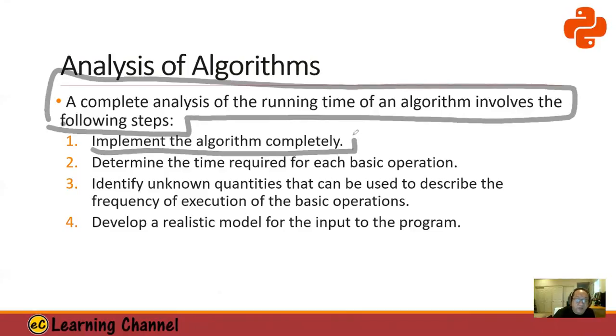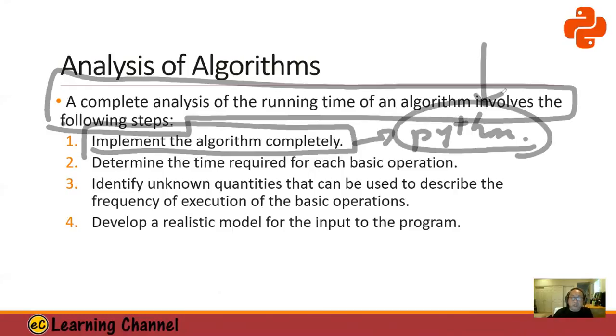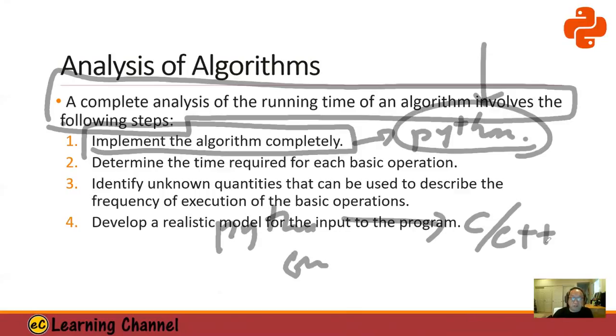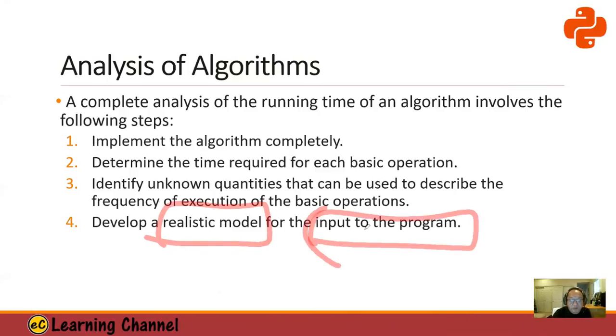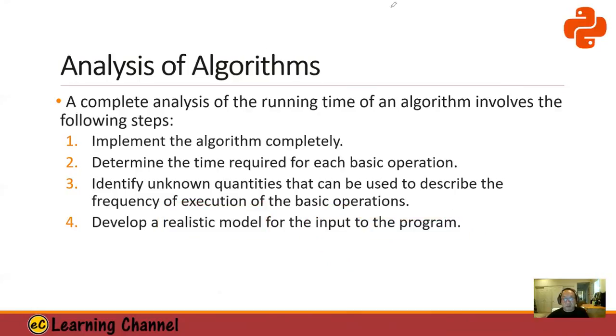Basically, we can implement the algorithm completely as the first step. Usually you can use Python to implement it. That's why a language that can give you quick implementation is important, because you need to compare the Python quicksort, and then maybe the C or C++ one, which is the real target implementation you have. Implementing the algorithm completely actually means trying to characterize your algorithm and then determining the time required for each basic operation, such as plus sign or multiplication. Then identify known quantities that can be used to describe the frequency of execution of the basic operations. And then develop a realistic model. So now you try to use a Monte Carlo simulation or benchmark to test that algorithm. Okay, these are four major steps you need to set up to test an algorithm.